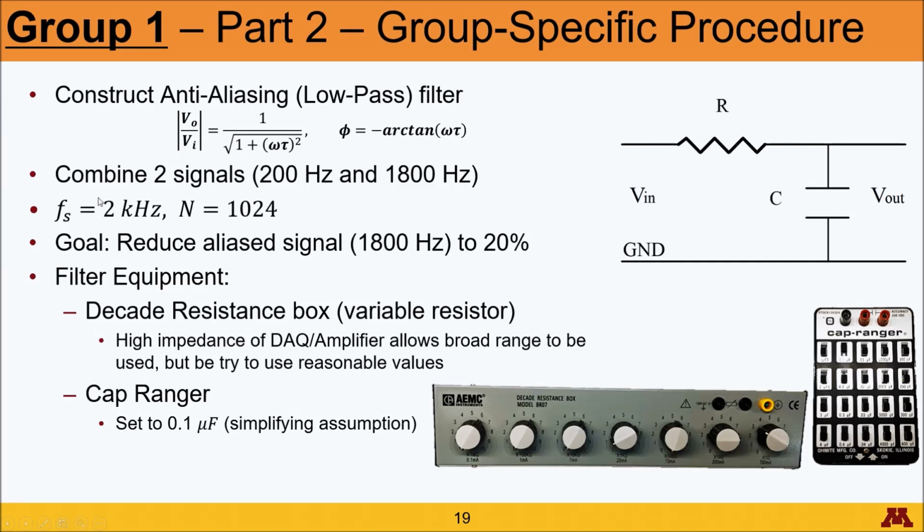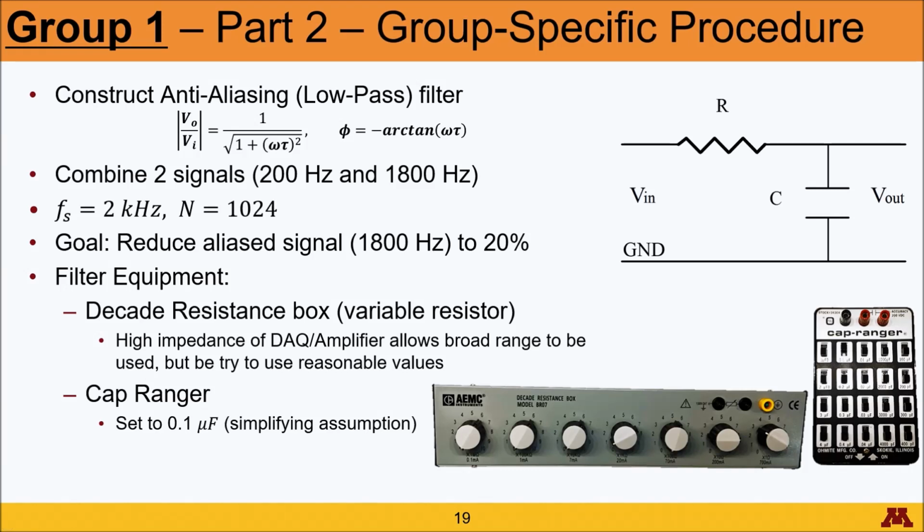And so you're going to be combining 2 signals. One is a 200 hertz signal and one is an 1800 hertz signal. You'll want to be very careful about this because with the aliasing, the 1800 hertz signal at a sampling frequency of 2 kilohertz results in an apparent frequency of 200 hertz.